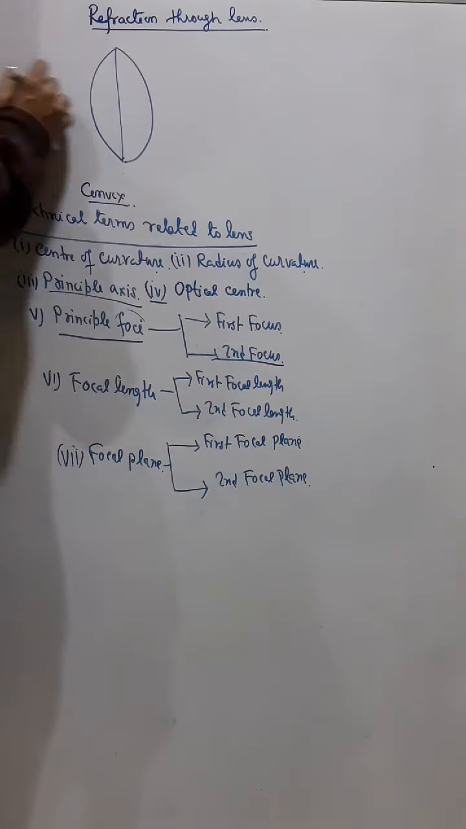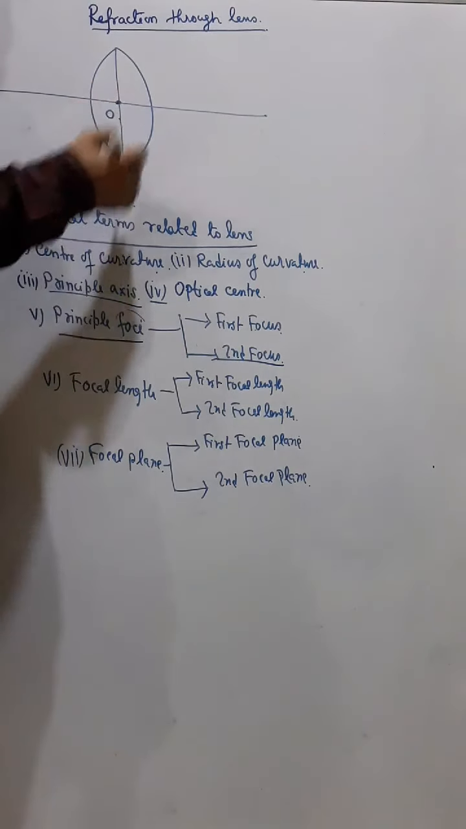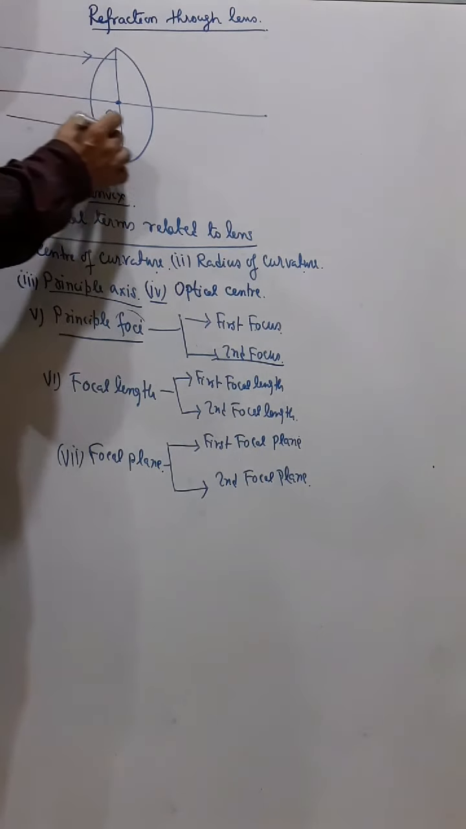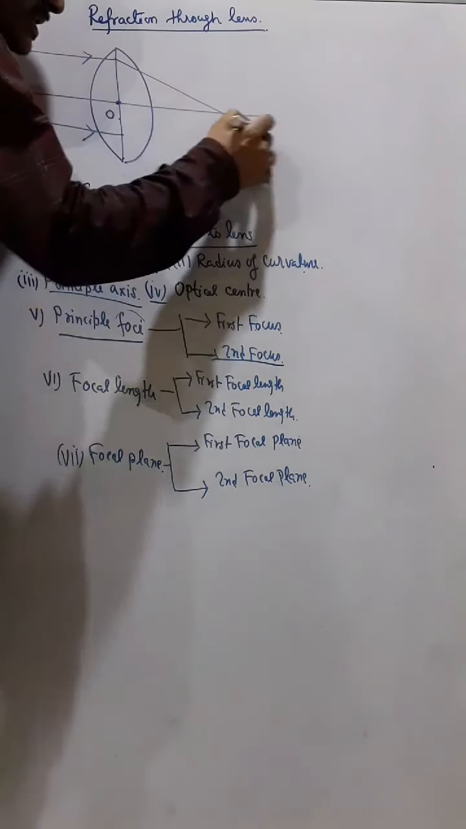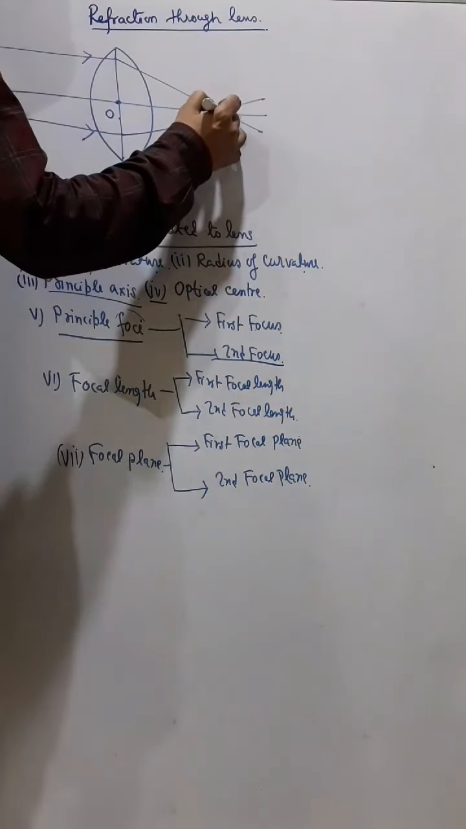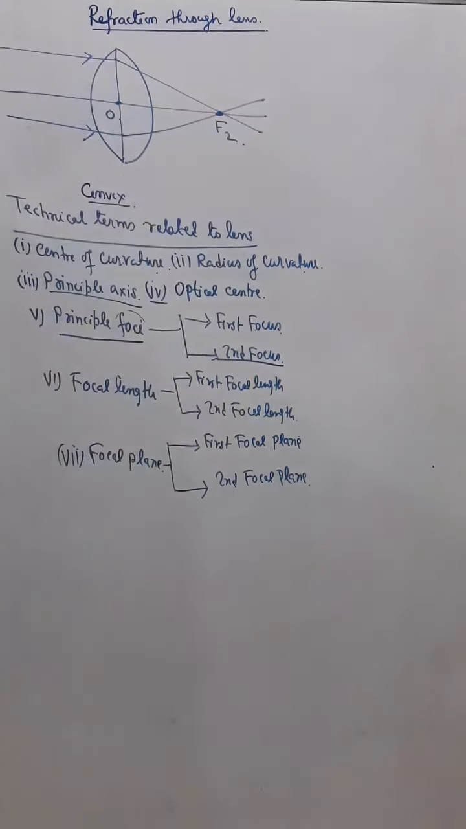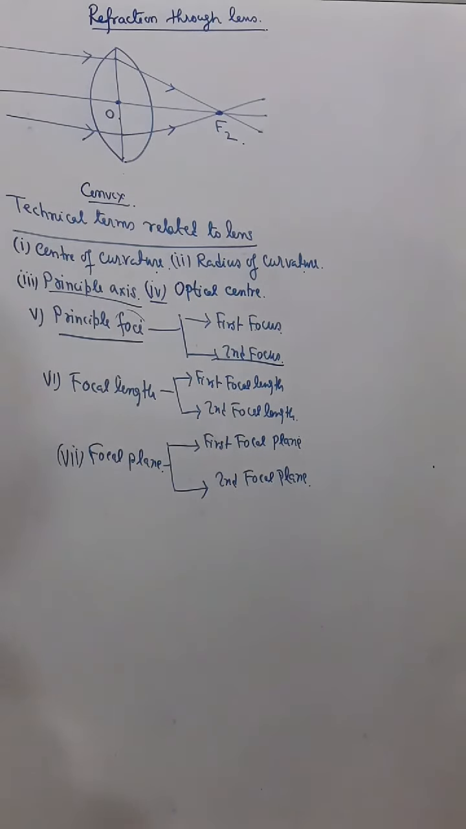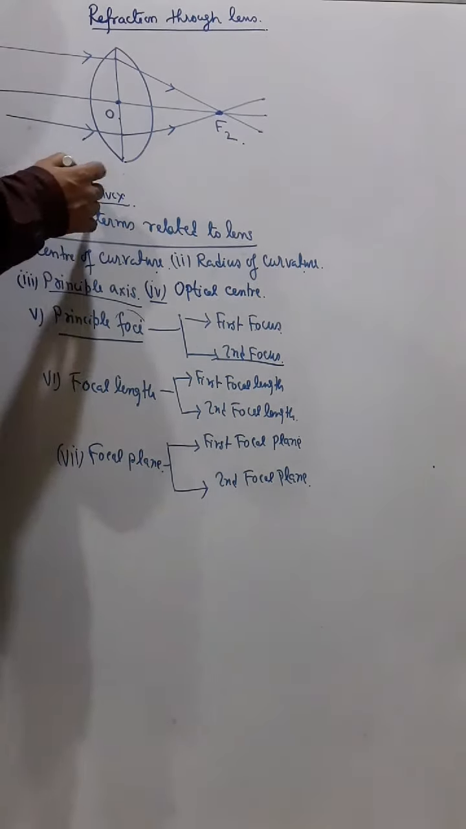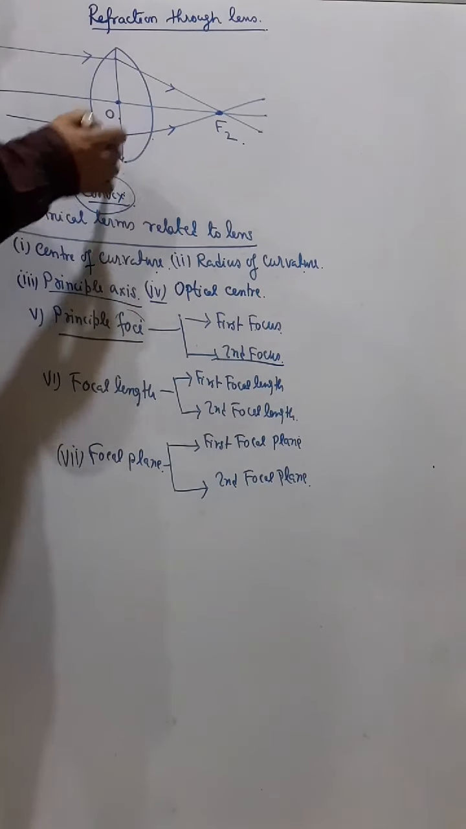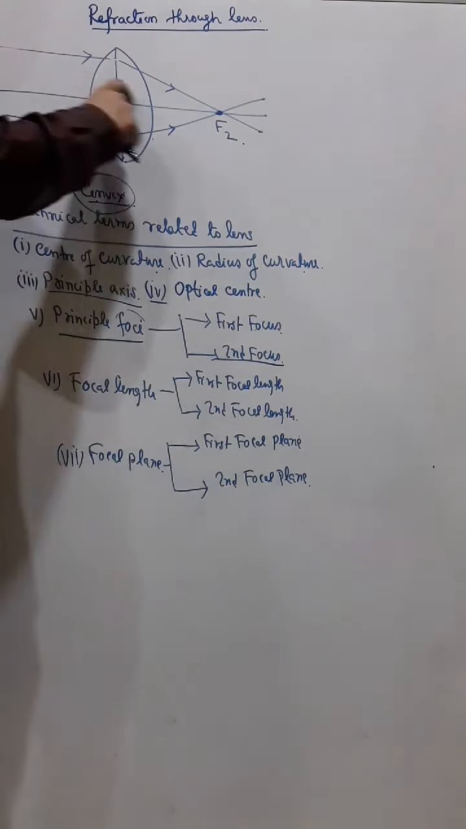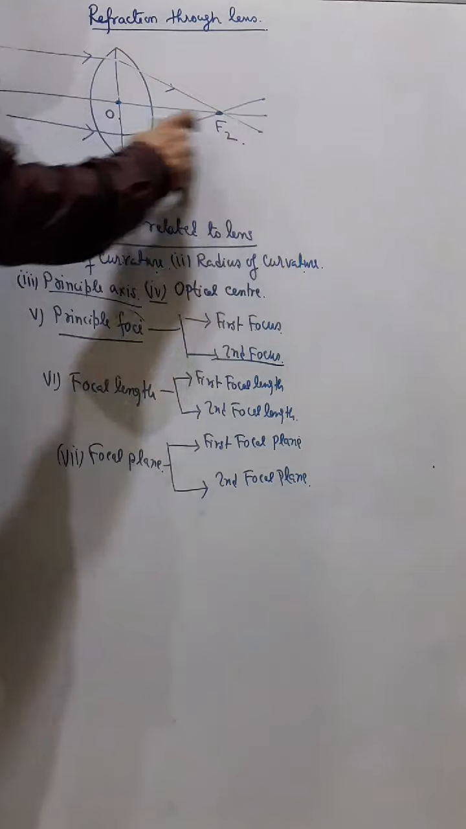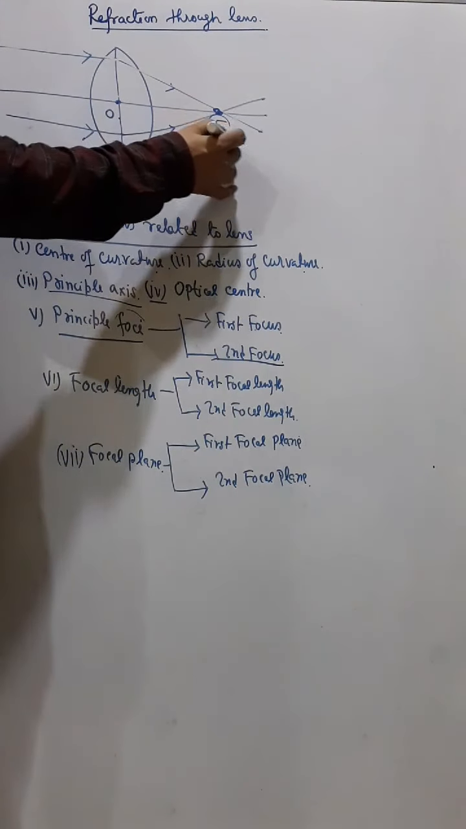So this is the center of curvature, this is the optical center. Second focus means if rays of light fall parallel to the principal axis, they meet at a particular point on the principal axis, and that is called second focus. So you can understand it is just the reverse of the first focus. So this is the second focus of a convex lens. So that means, if parallel rays of light pass through a convex lens, after refraction they meet at a particular point, and that is called second focus.